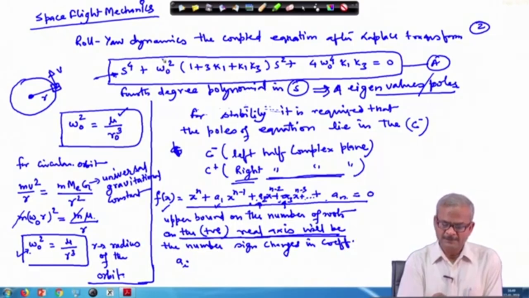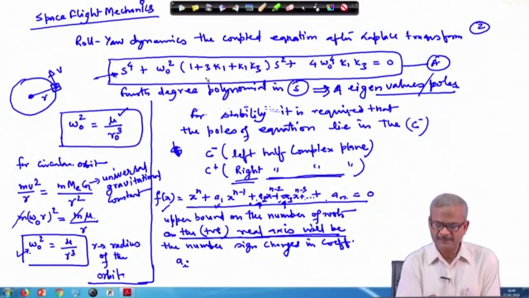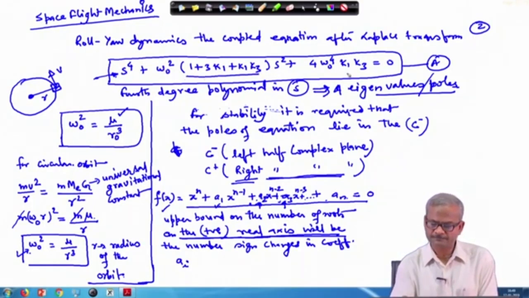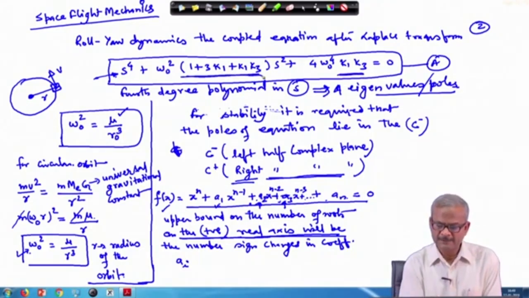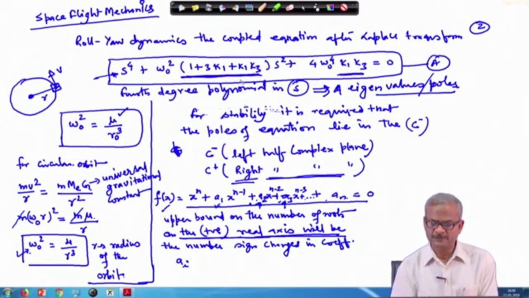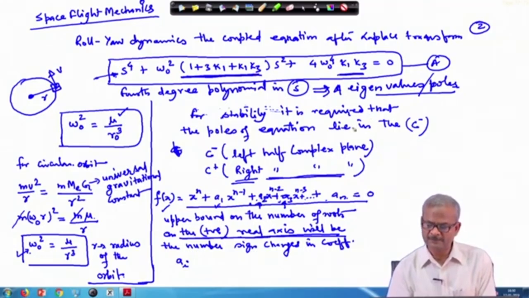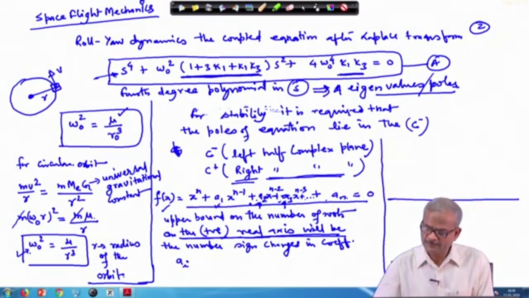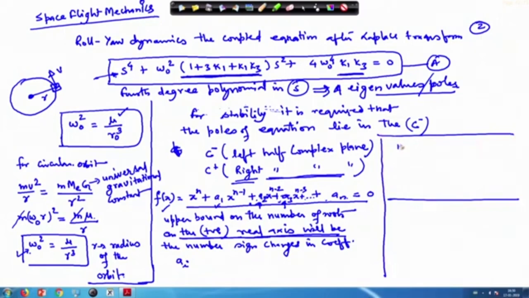Okay. So, the requirement is that these coefficients, which I am underlining here, must be positive, so that there will be no sign change and no poles will lie in the right half complex plane. Therefore, we stated that k 1 times k 3 should be greater than 0. This is one requirement that poles are not in the right half plane. Another one we have written as 1 plus 3 k 1 plus k 1 k 3, which should also be greater than 0.